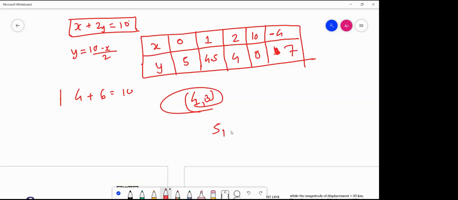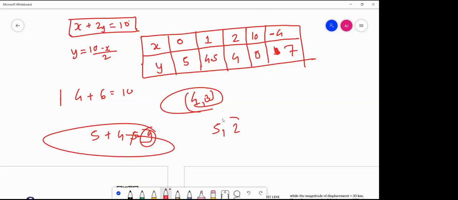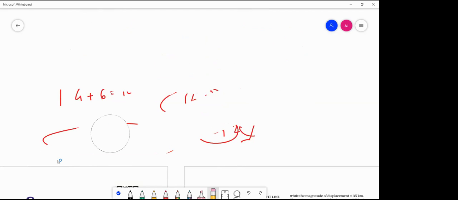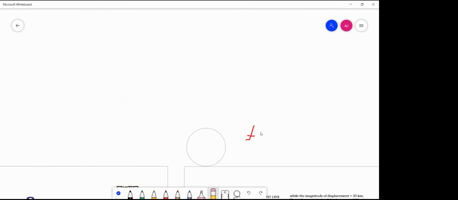But if I put 5 comma 2, let us try. 5 plus 2 twos are 4, it comes to 9. So it is not equal to 10. Therefore, it is not a solution. Means 5 comma 2 is not a solution, while 4, 3 is a solution of this given equation x plus 2y equal to 10. Is that clear? How to check whether a point or coordinate is a solution or not of an equation? So this is a way to find the solution of an equation.